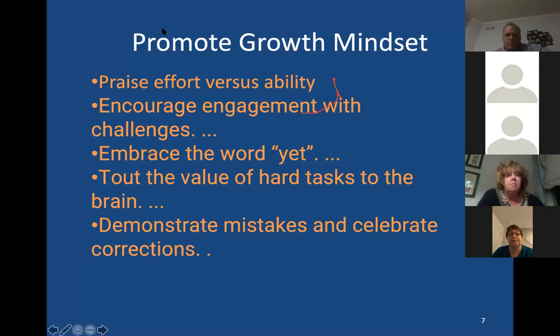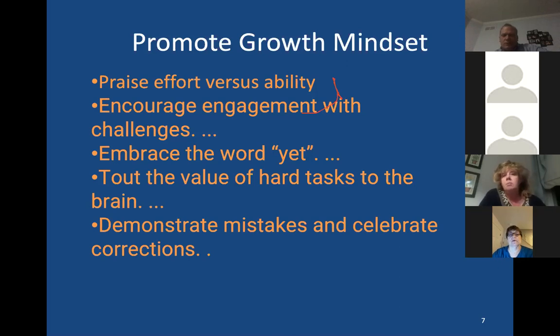And then we're asking you to promote a growth mindset. Some different ways of doing that: praise their effort versus their ability. A lot of the students that we're working with are obviously not having success with math right now. So instead of focusing on grades or getting the problem correct, offer praise and encouragement for spending 2 minutes working through the math problem without giving up, things along that nature. Encourage engagement with challenges. I'll talk a little more about that in a minute and provide you with some examples of that.